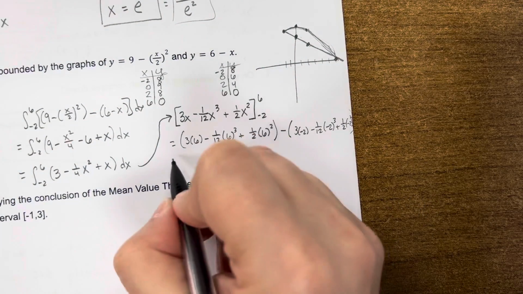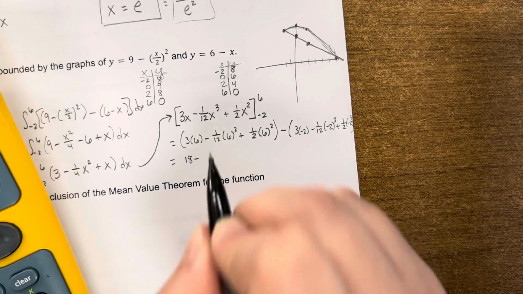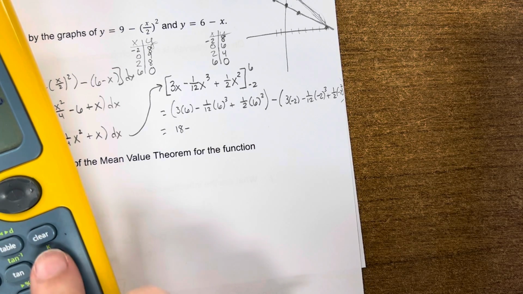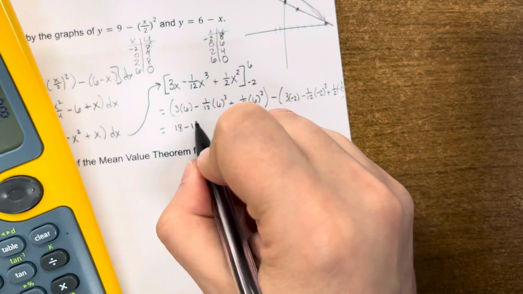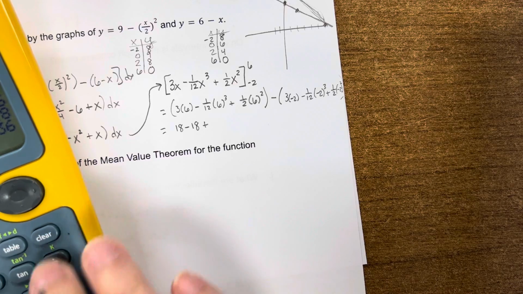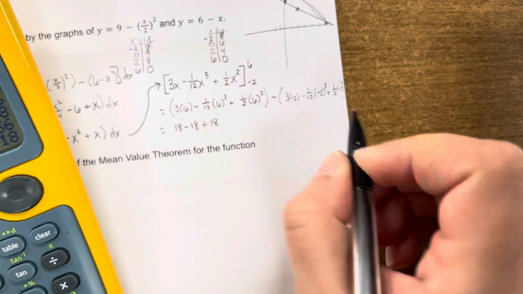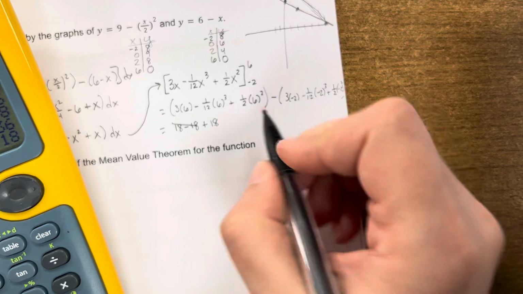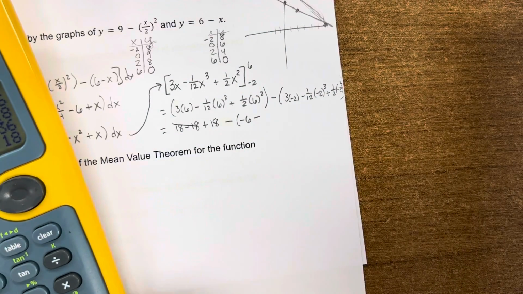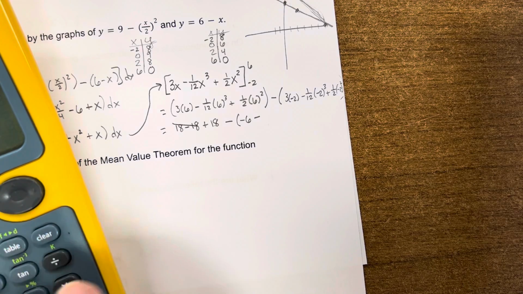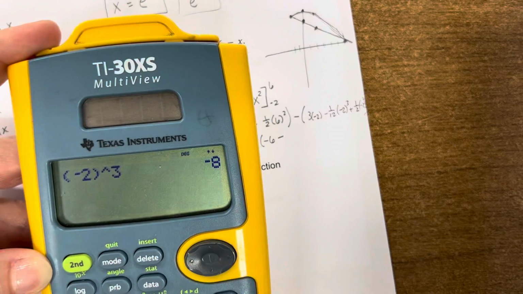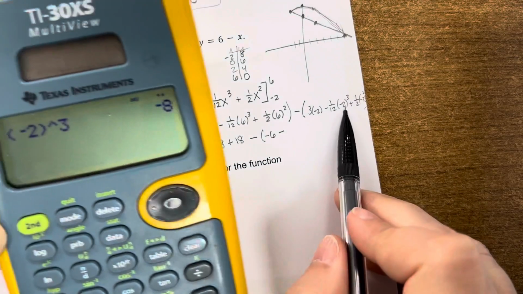All right, so now I'm going to do some calculations. So this is really 18. 6 cubed, 216 divided by 12 would be another 18, plus 6 squared is 36, divided by 2 is going to give me another 18. So these two cancel, I just end up with 18 there. Minus, this would give me a negative 6. A negative 2 cubed, be careful with your negatives. Make sure you type that in correctly and get negative 8 for that piece.